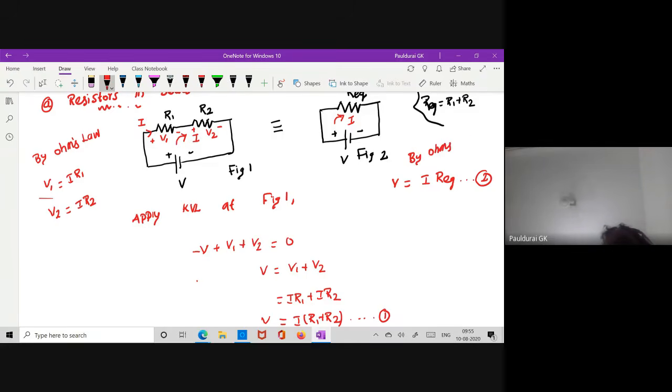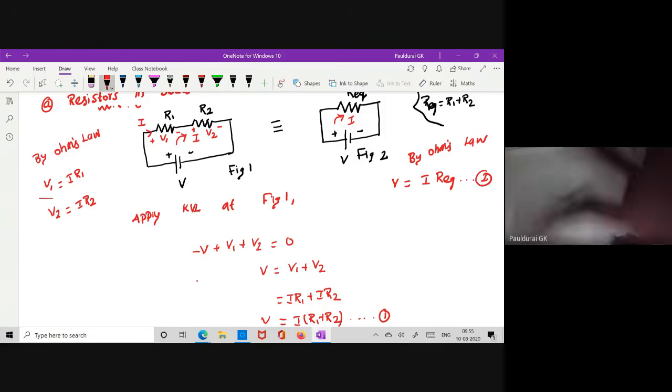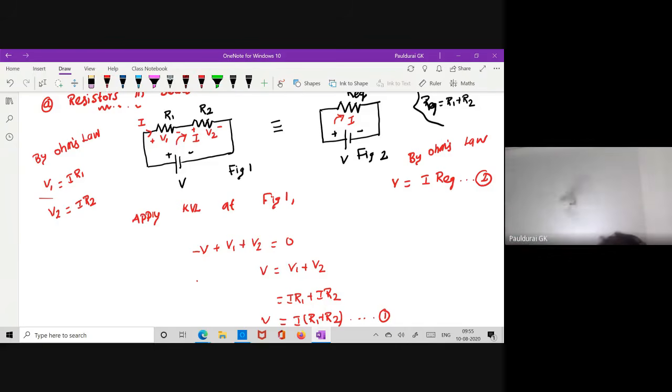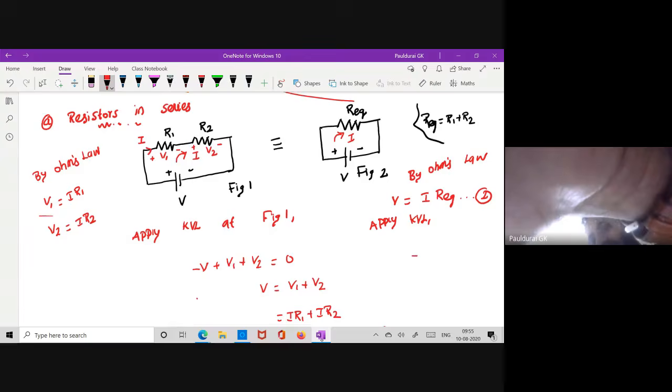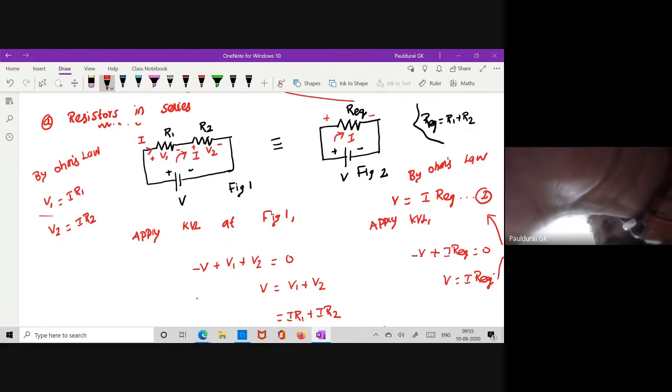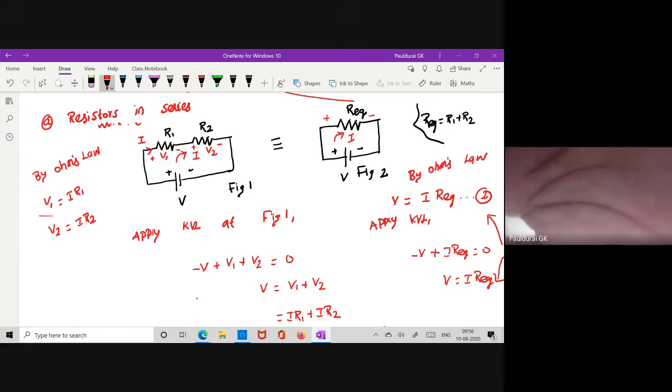By Ohm's law, V equal to I into R equivalent. Otherwise, go with applying KVL. Nothing wrong. You will get the same equation number 2. Can you do it by yourself? KVL. Minus 2 plus, so minus V. This resistance always moves plus minus. So it is plus I into R equivalent, which is equal to 0. So V equal to I into R equivalent. The same equation number 2, right? So either you can go with Ohm's law, otherwise KVL, nothing wrong.